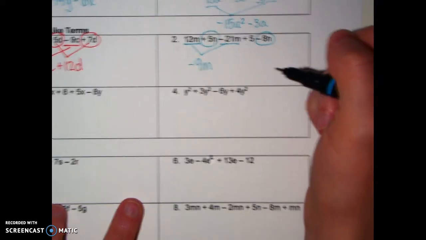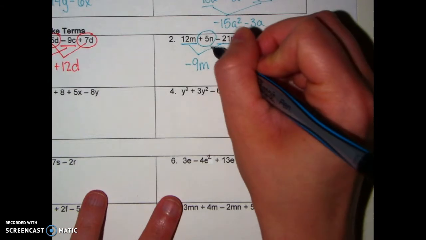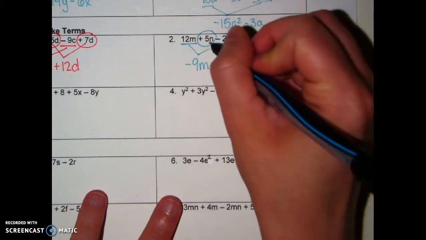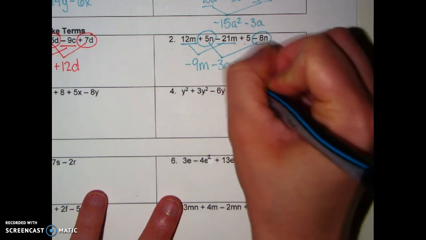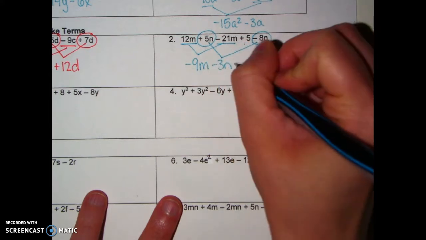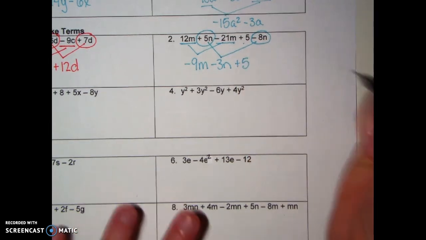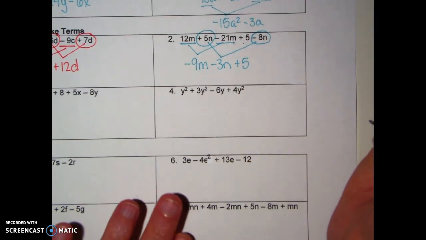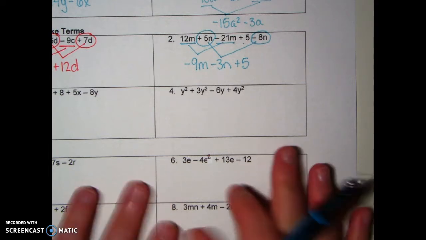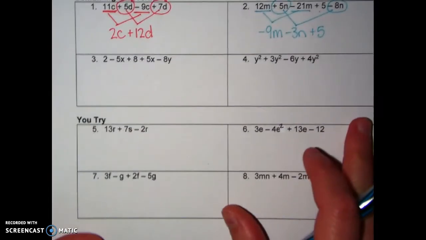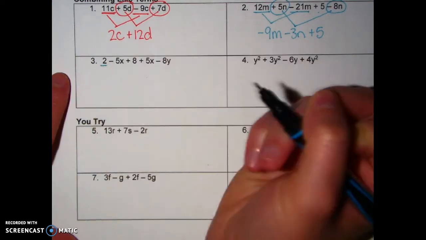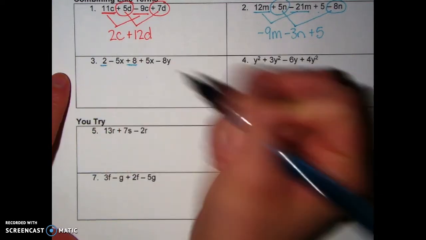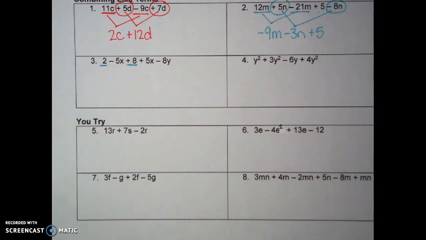And feel free to pause this whenever you want so you can try it on your own. 5 minus 8 is negative 3N. And that positive 5 comes down because it does not have anything to combine with. Okay. Let's look at number 3. Let's see, 2 is a constant and 8 is a constant, meaning it does not have a variable with it.